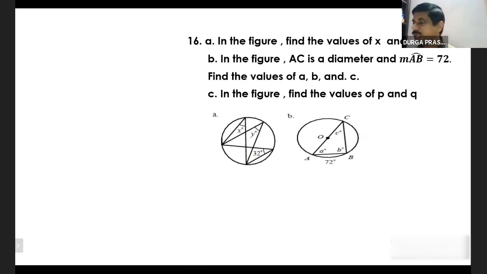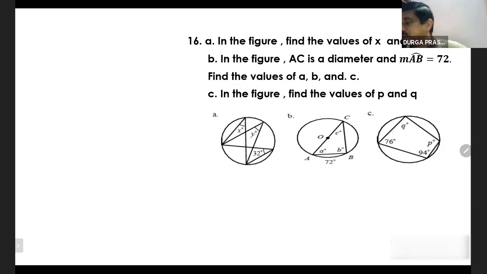Yeah. Let us look at this, children. A, B, C. Three diagrams are given. A: in the figure, find the values of X and Y. B: in the figure, AC is the diameter, and the measure of arc length AB is 72 degrees. Find the value of ABC. All three values we need to find out.